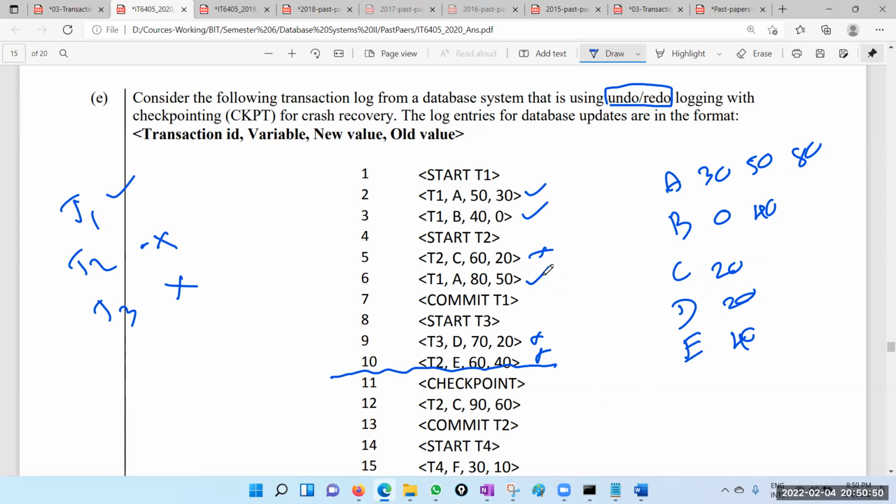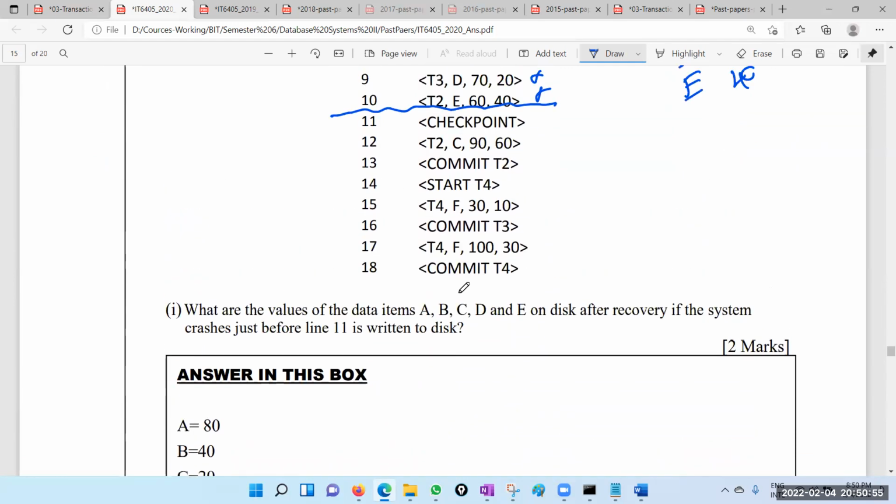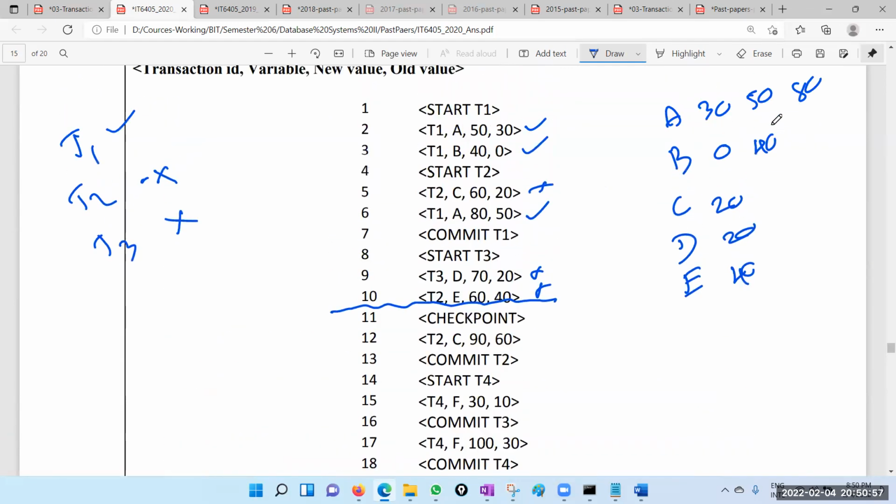Let's see. 80, 40, 20, 20, 40, correct, right? So that is if it is crashed here. Now remember the idea is we are not going to consider T2 and T3. If it is done, anyway, we are going to undo also. So therefore, we didn't consider these three activities. But from those activities, we managed to get the original values. Right, so I hope you got it.